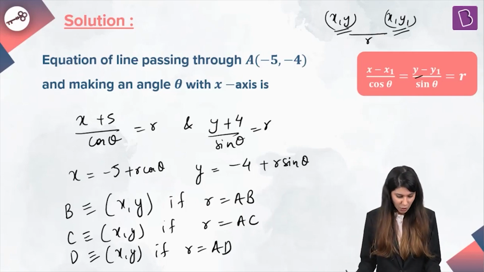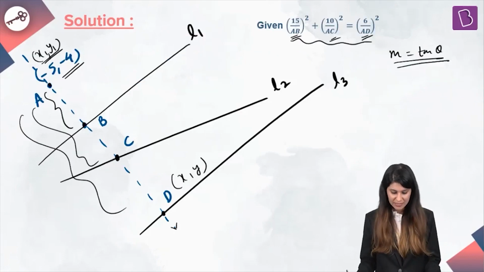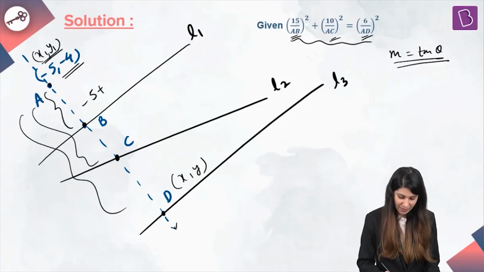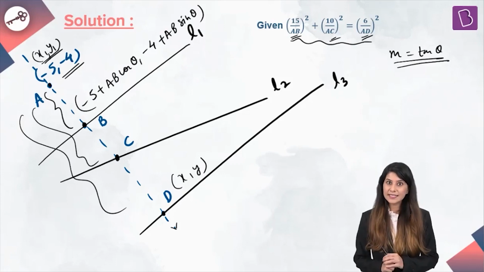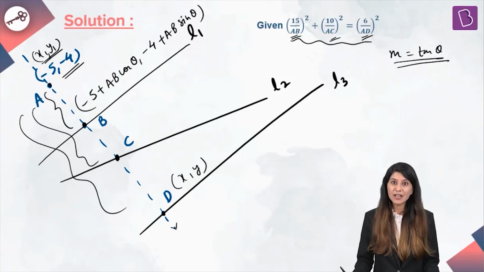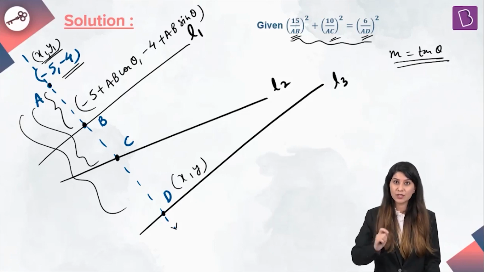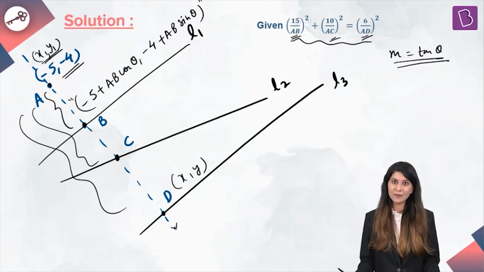So let's talk about point B now. Point B will be minus 5 plus AB cos theta comma minus 4 plus AB sin theta. Isn't it? And point B is lying on line L1, and we already know the equation of line L1. So why not satisfy this point in line L1?